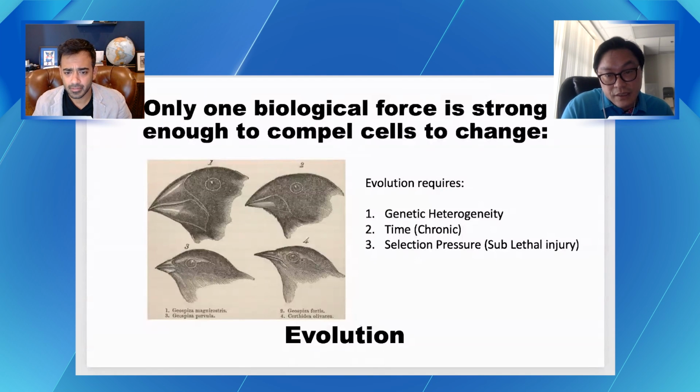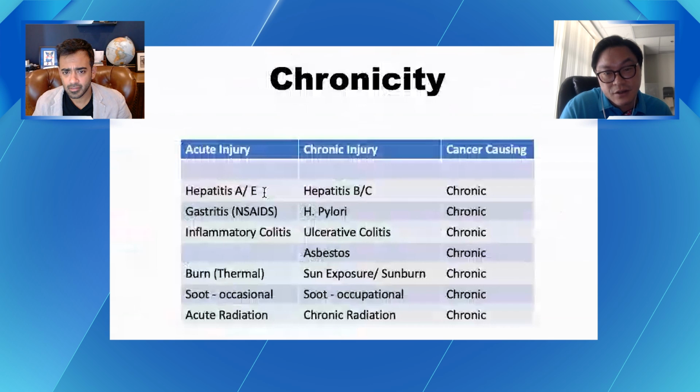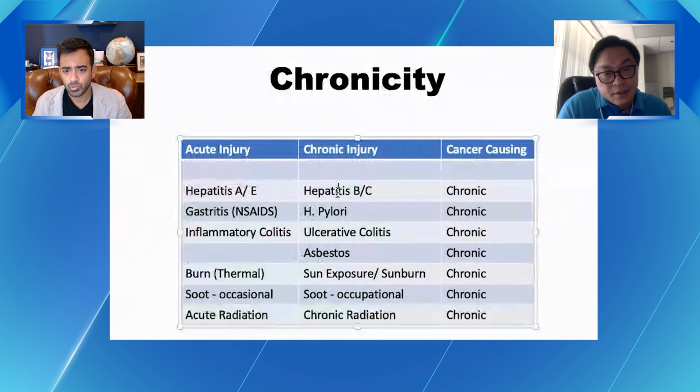So, first it has to have time, right? Chronicity is the key because if you look at acute injuries versus chronic injuries, acute injuries never cause cancer, right? Hepatitis A and E cause acute damage, but don't cause cancer. It's only hepatitis B that does. Same thing with a burn. You get a burn, you don't get cancer, but you get chronic sun exposure, you do. You get occasional soot, you don't get cancer. If you get chronic soot, you get scrotal cancer. Same thing with radiation. Everybody was worried about acute radiation, but it's actually the chronic radiation that causes damage.